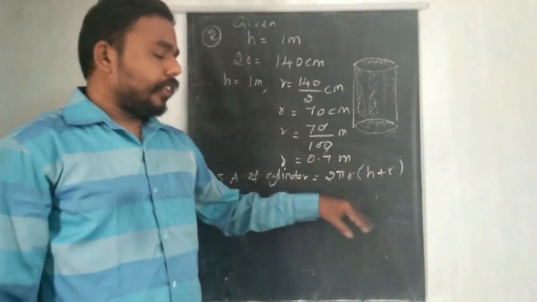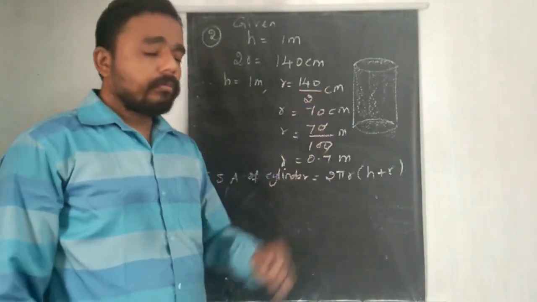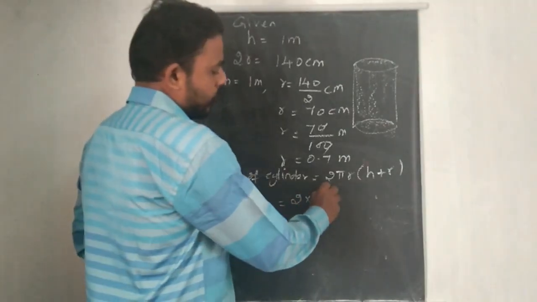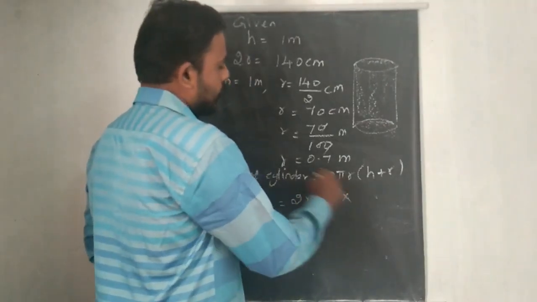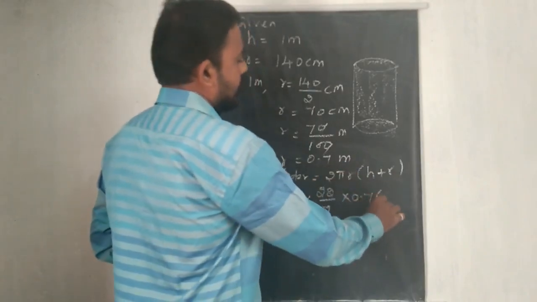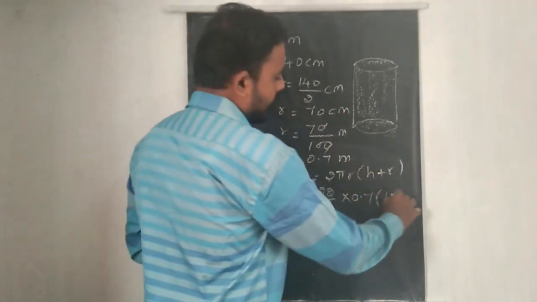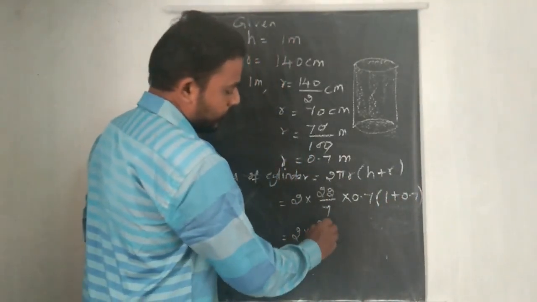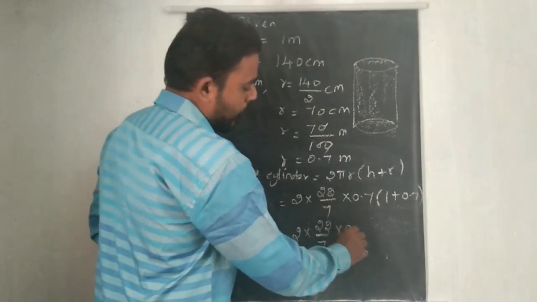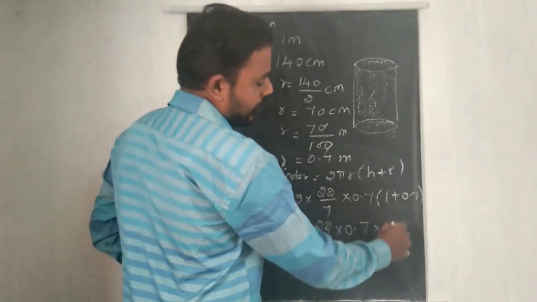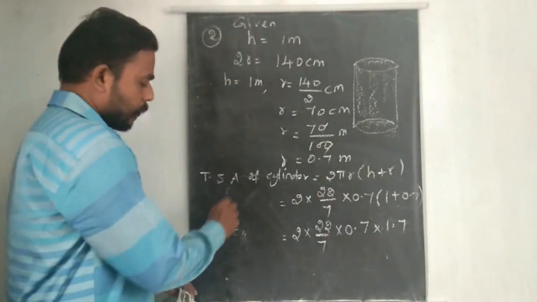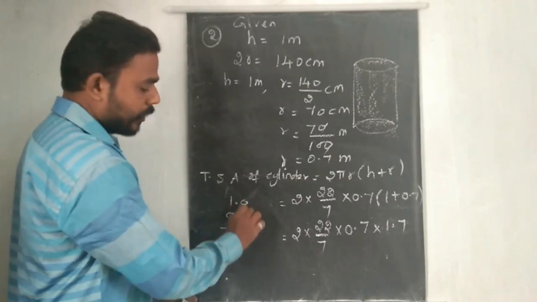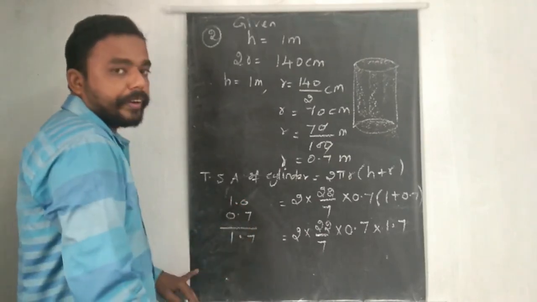So our idea is we need to convert into meter. After that use this formula. So now 2 into 22 divided by 7 into R value 0.7, H value 1 meter. So 1 plus R value 0.7. So 2 into 22 divided by 7 into 0.7 into 1 plus 0.7, 1.7. Here 1, have to add 0.7, put 0 here. So here 7, put the decimal, so 1.7.